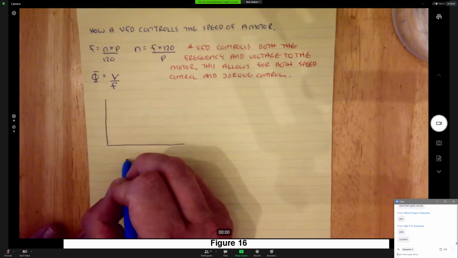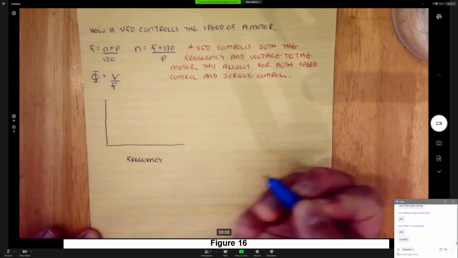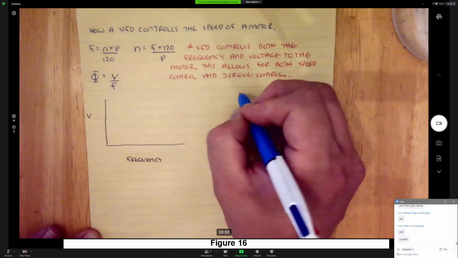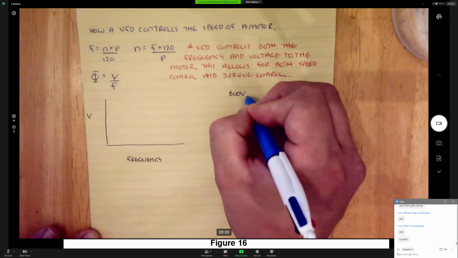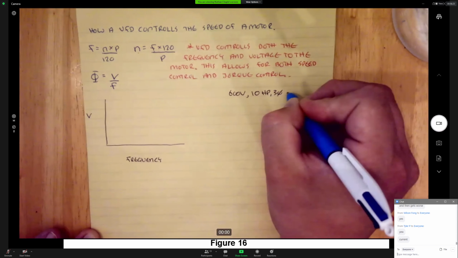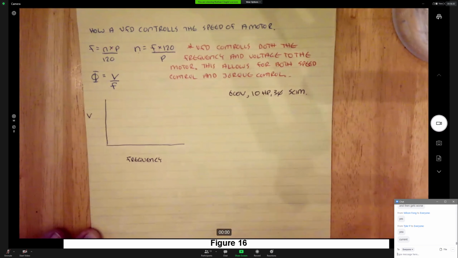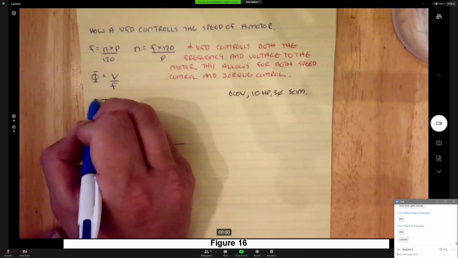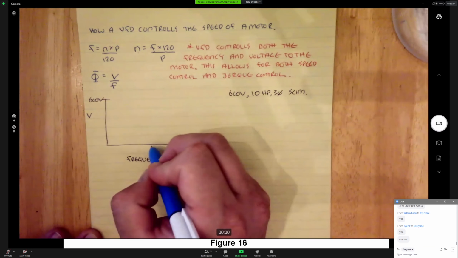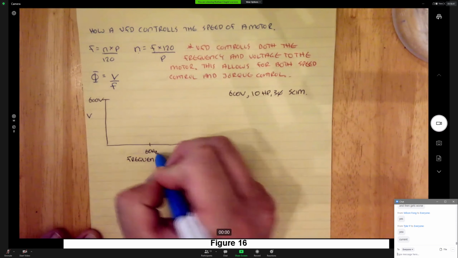So here we have frequency. Here we have applied voltage. So let's talk about now a 600 volts, 10 horsepower, 3-phase squirrel cage induction motor. That's what we're talking about right now. 600 volts. And let's say that this is our 60 hertz in our system.